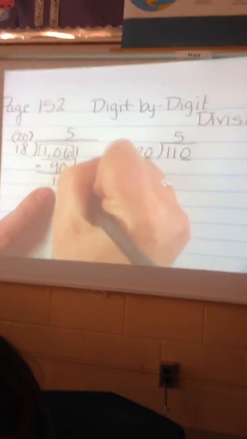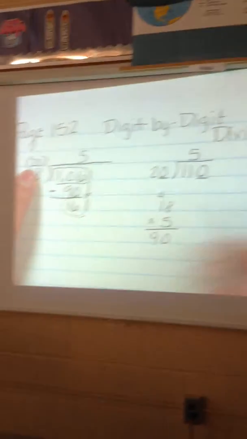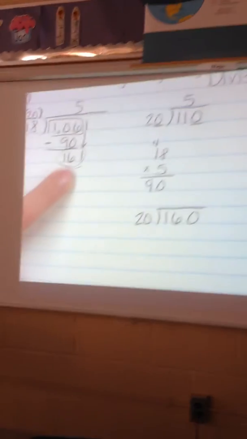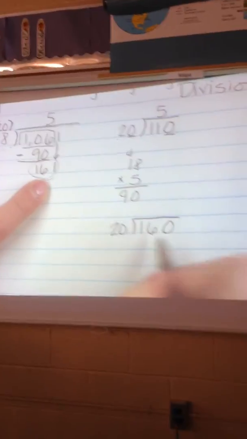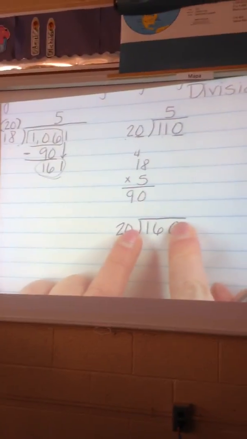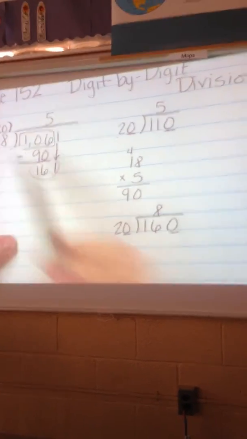Next, I drag down my 1. And I do the same thing again. I guess how many 20s can go into this. So I'm going to estimate this number again. Off to the side, think how many 20s can go into about 160. Instead of 161, I'm going to use 160, because now I have this 0 and this 0 that I can take off for a minute and think how many 2's will go into 16. 8 2's will go into 16. So that means that 18 can go into this number 8 times.